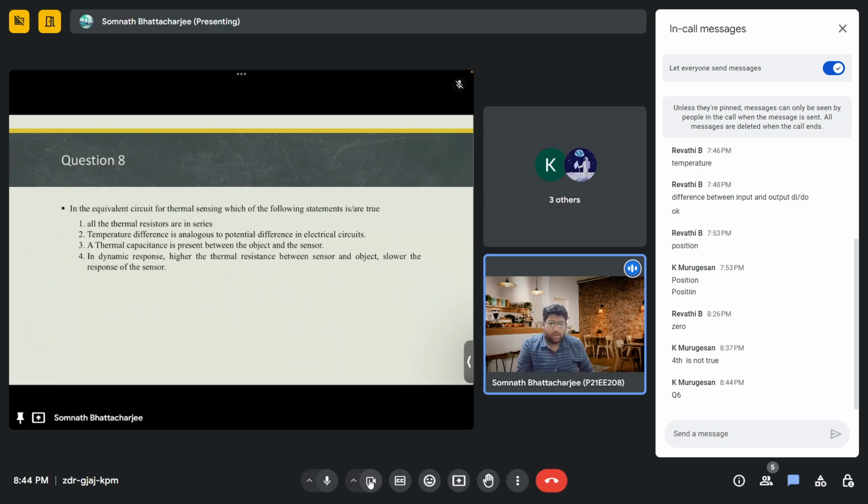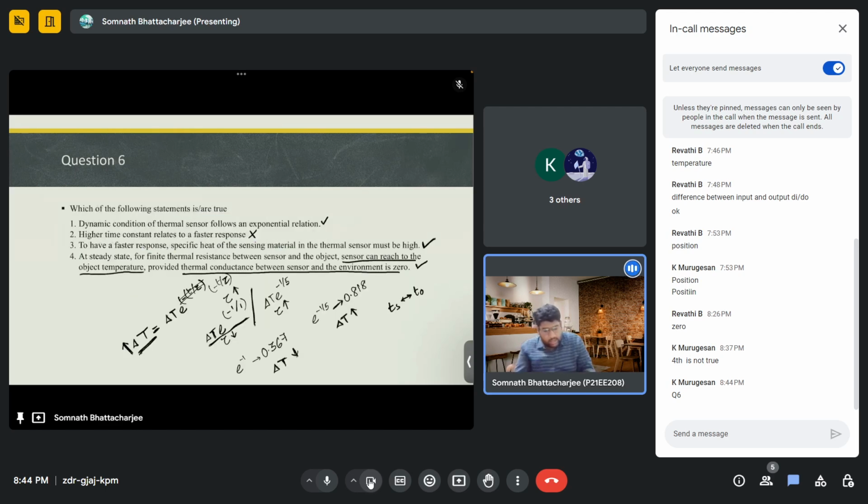Well, okay. Question six. Just wait a second. You were saying that at steady state for finite thermal resistance between sensor and object, the sensor can reach the object temperature provided the thermal resistance between the sensor and the environment is zero. Let's see what the question was: at steady state for finite thermal resistance between sensor and the object, the sensor can reach the object temperature, yes, provided thermal conductance. No.